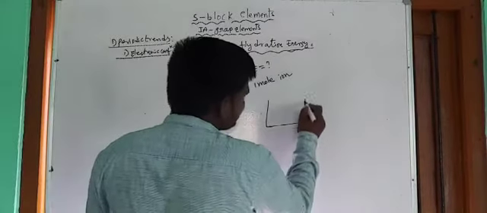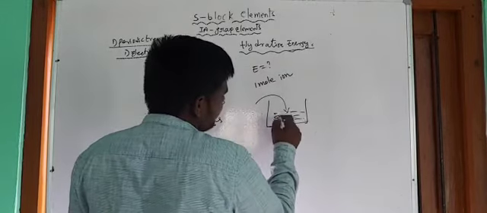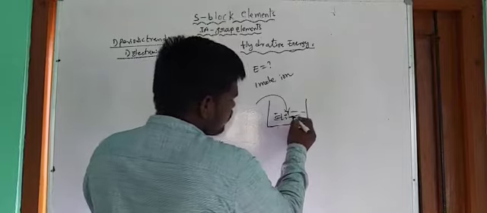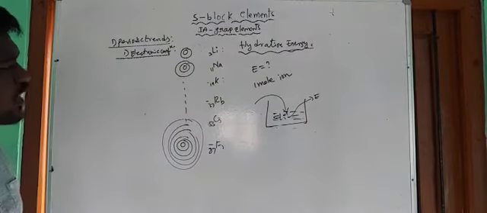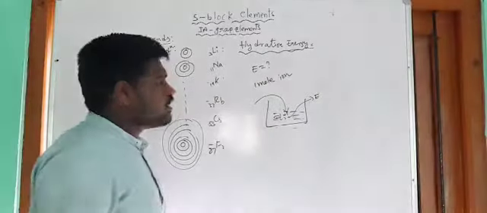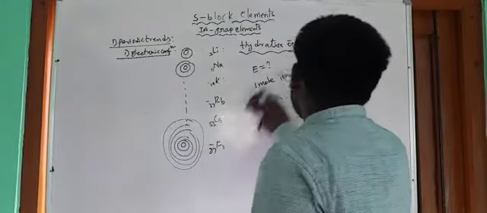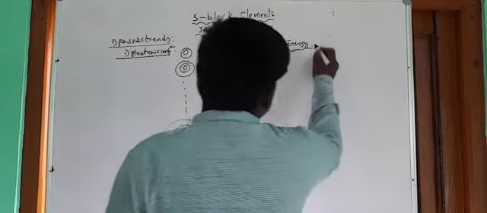For example, you take water and add one mole of any ion, maybe lithium ions. Then some amount of energy is liberated. That liberated energy is known as hydration energy. Now, this hydration energy is also inversely proportional to the atomic radius.